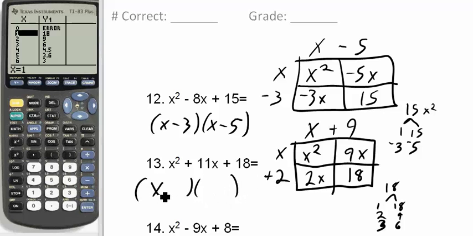And we just write those down. x plus 9 and x plus 2. But again, all we had to do is put our x's here, and then we found our factors of 18 that when I add them equal 11, and I just write those down.